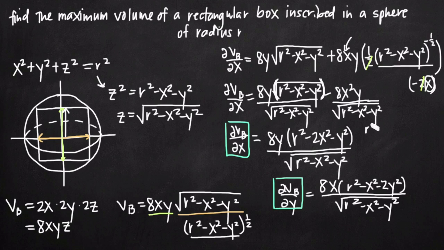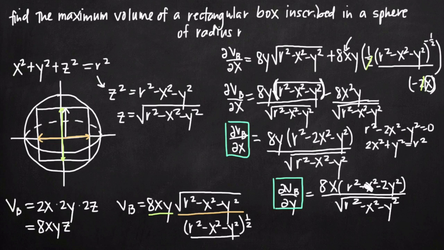So here, if we say r squared minus 2x squared minus y squared is equal to 0, remember r squared is a constant, so we can solve this for r squared. We'll add negative 2x squared and negative y squared to both sides. We'll end up with 2x squared plus y squared is equal to r squared.